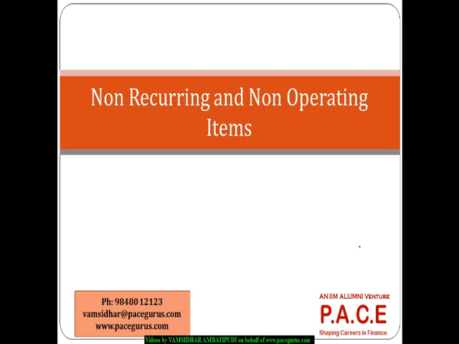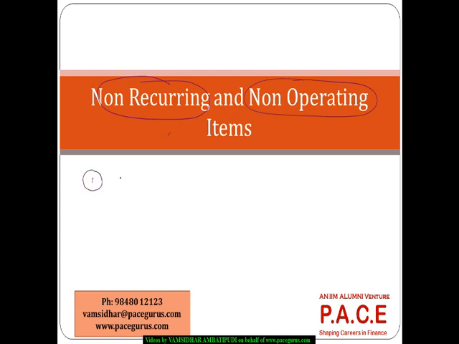In this session, I would like to look at how we would be handling the non-recurring and non-operating items in the income statement. What do we mean by non-recurring items? What do we mean by non-operating items? And how are they looked at in the income statement?